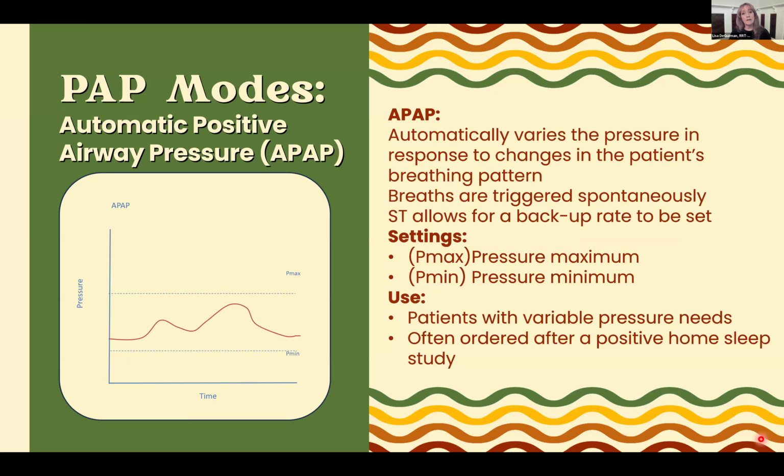You can also set ST on this, so you can give a backup rate. So if you've got a rate of 10 set and 6 seconds go by, it is going to give a breath. It's going to push a breath through. We set pressure max and pressure min settings. So if you want your patient to range between 4 and 12 or 6 and 18, whatever pressure based on, hopefully, a sleep study or a titration in the lab, that doesn't always happen, but you can set a wide range, and that way the machine will just automatically adjust to what the patient needs, and you see that on the graphic there.